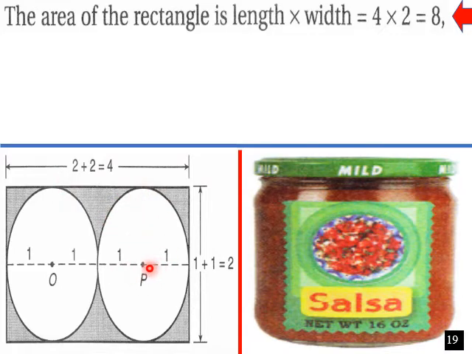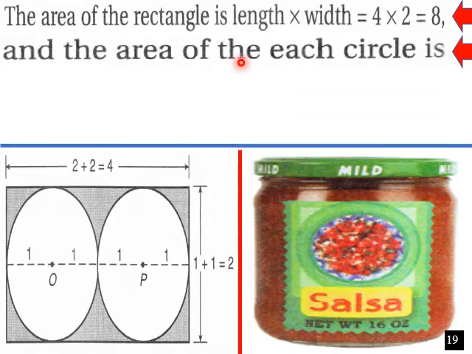Now we have a radius here of 1 and 1, and then 1 and 1. So this diameter here would be 2. That's why the width here is 2, so keep that in mind. And the area of each circle is pi r squared.